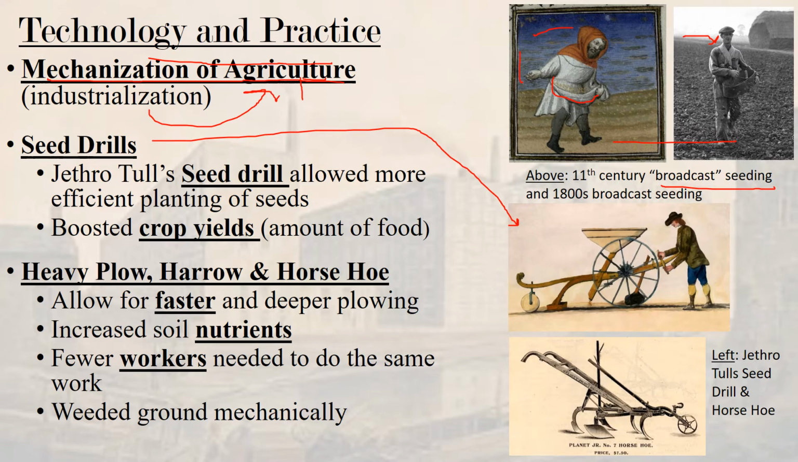And this is not particularly efficient. Some of this seed will not germinate properly. It'll be exposed too much to the sun. Some of it will be eaten by birds or mice or rats or really whatever's out there.